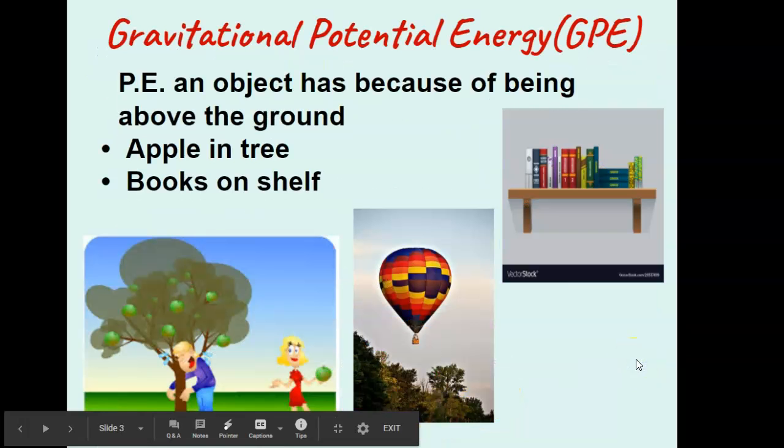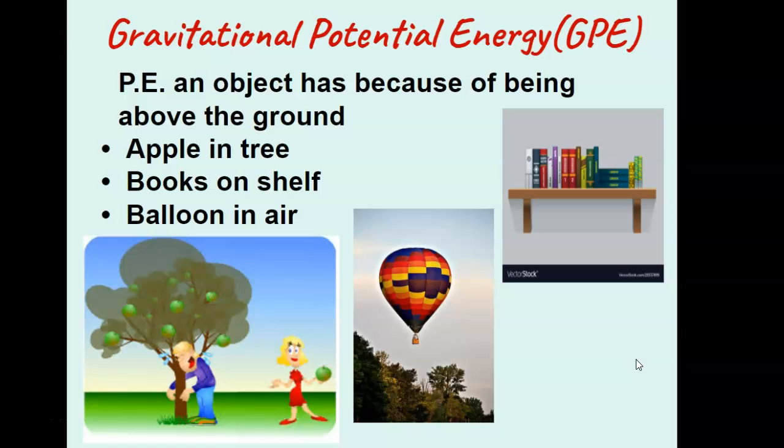Number 1, gravitational potential energy. So gravitational potential energy is the energy an object has because of being above the ground. So look at the 3 pictures that are here. We have an apple in the tree. The apple has the potential to be able to fall to the ground because of the pull of gravity against it to the ground. How about books on a bookshelf?